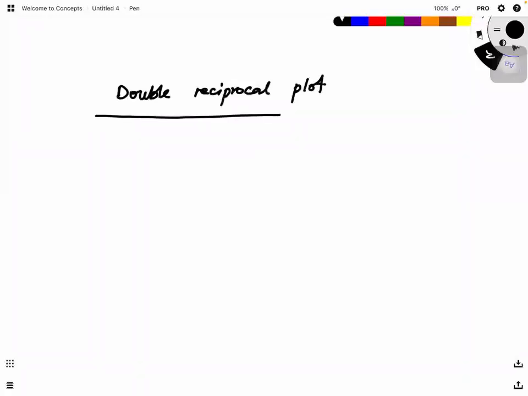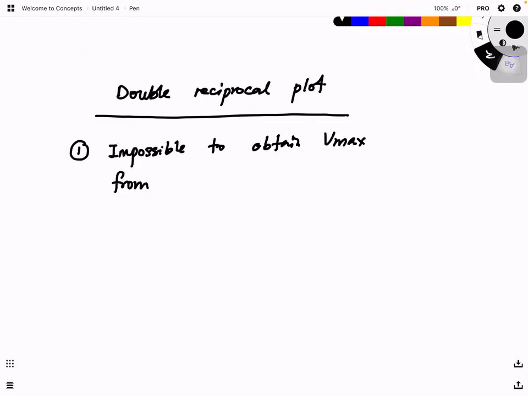Okay, now why do we need to do this? Why do we need to do double reciprocal plots? Because it is impossible to obtain Vmax from Michaelis-Menten plots.